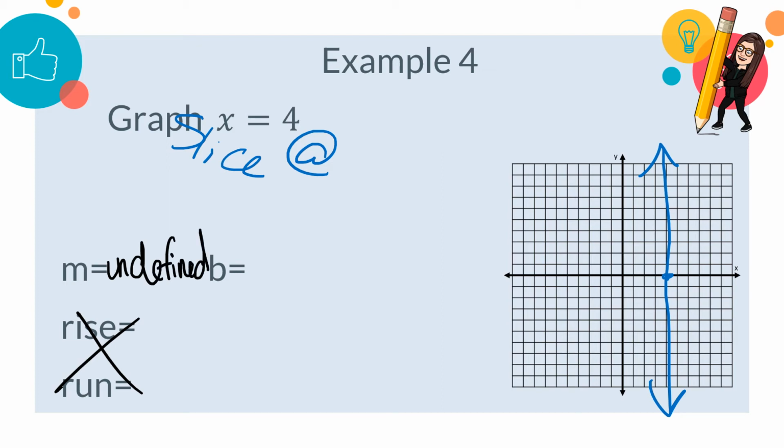Remember my little shortcut with my little stick figure? I can't walk straight up a wall. So we call it undefined. And same thing for the B. I don't cross the y-axis. There is no beginning y point. So we use a word.